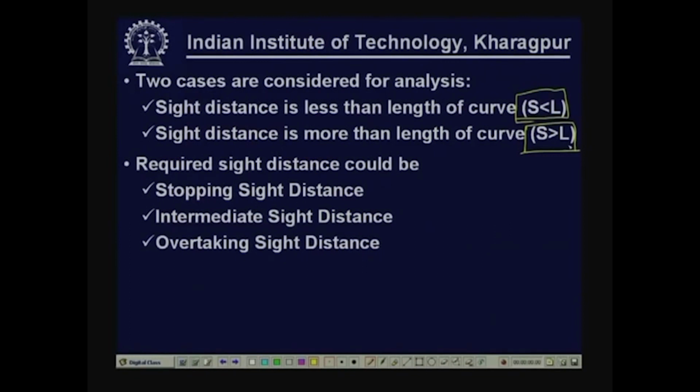Now, the required sight distance, as I mentioned, could be stopping sight distance, intermediate sight distance as per IRC, which we have discussed, or even overtaking sight distance. Now, let us see how the sight distance or setback distance can be calculated.